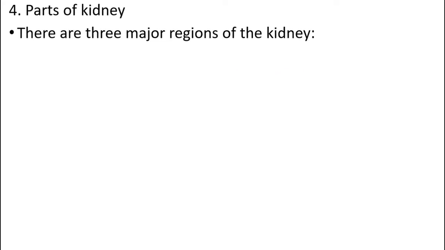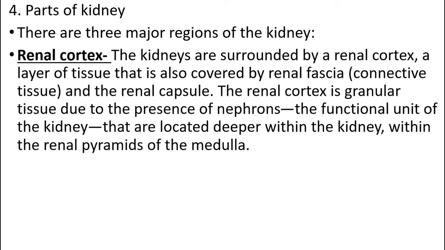The fourth question is parts of the kidney. There are three major regions of the kidney. First one is the renal cortex. The kidneys are surrounded by the renal cortex, a layer of tissue that is also covered by renal fascia, that is a connective tissue, and renal capsule. The renal cortex is a granular tissue due to the presence of nephrons, the functional unit of the kidney, that are located deeper within the kidney, within the renal pyramids and the medulla.